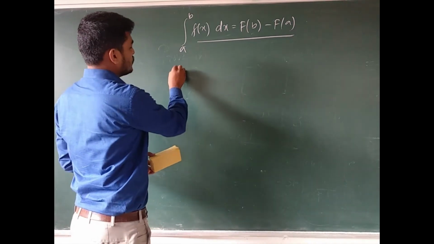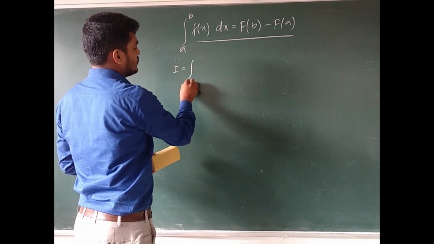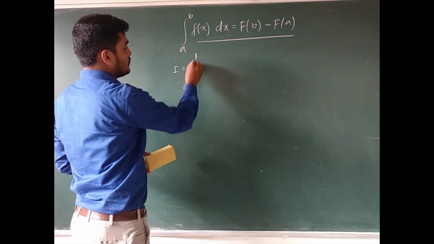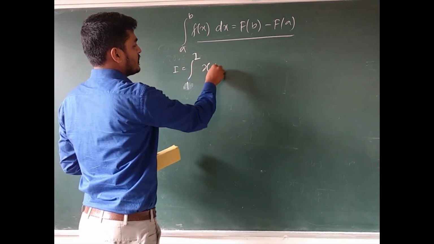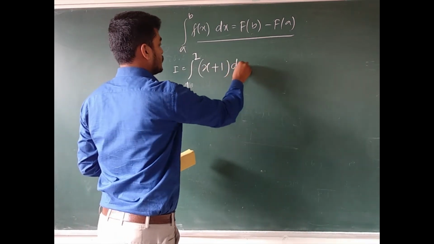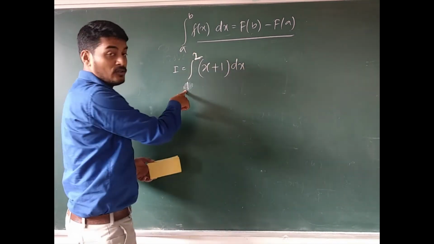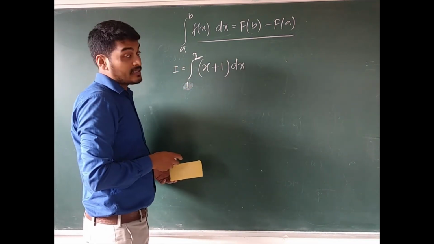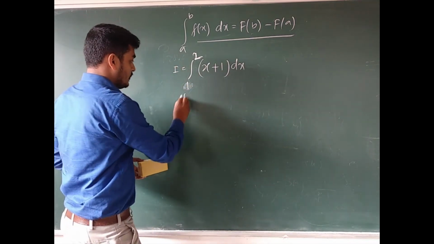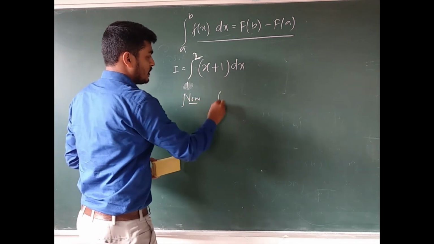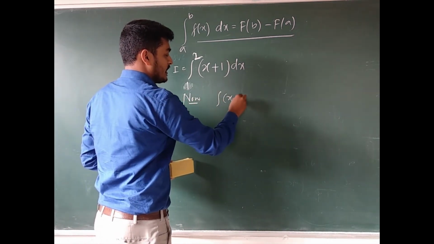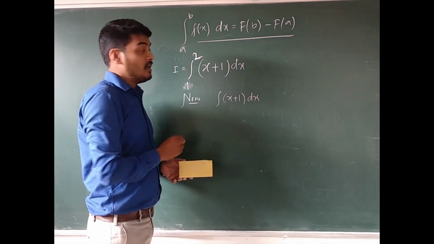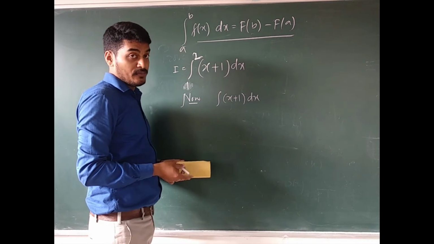So suppose the question is given: I is equal to the integration from 1 to 2 of x plus 1 dx. Simple procedure. 1 is the lower limit and 2 is the upper limit. What is the value of f of x? x plus 1. Now what we will do? We will try to find the integration of x plus 1 dx. We will try to find the indefinite integral value of this expression first.